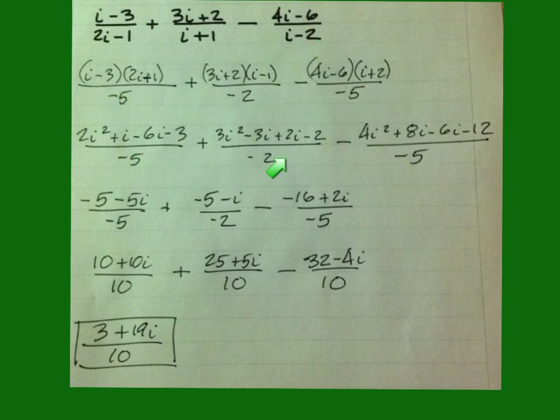I made the common denominator here after I simplified everything on the tops when I did the multiplication. I made the common denominator positive 10. So I multiplied this by negative 2, negative 5, negative 2. So that eliminates the negatives on the bottom. And then simplify the tops to come down to (3 + 19i)/10.